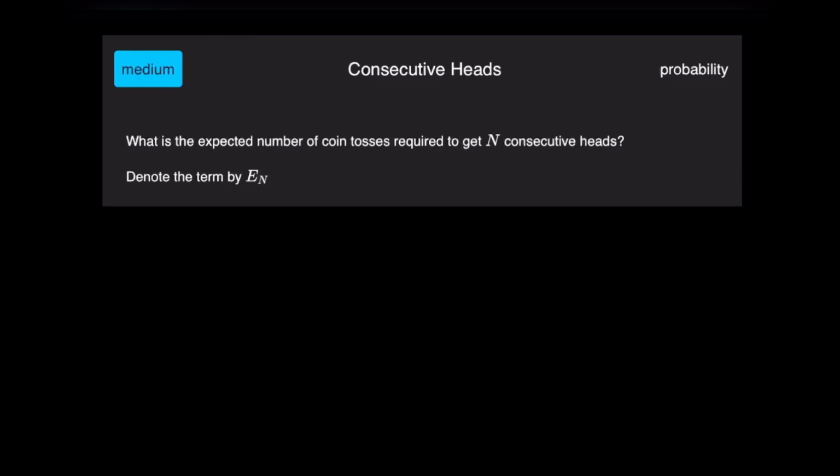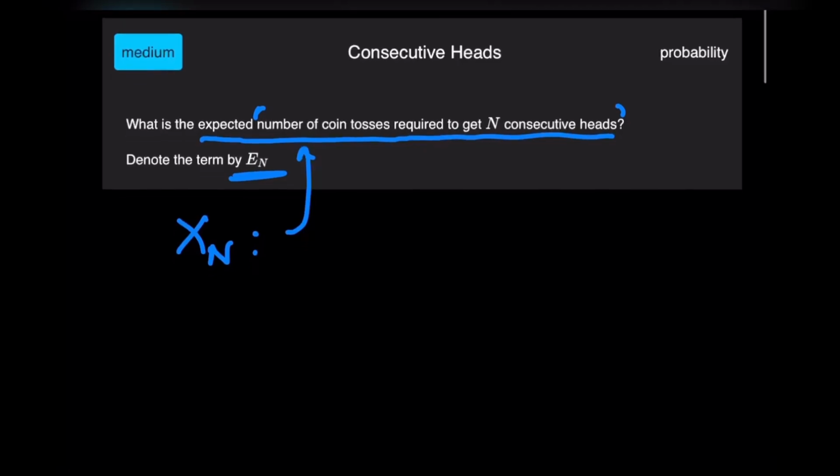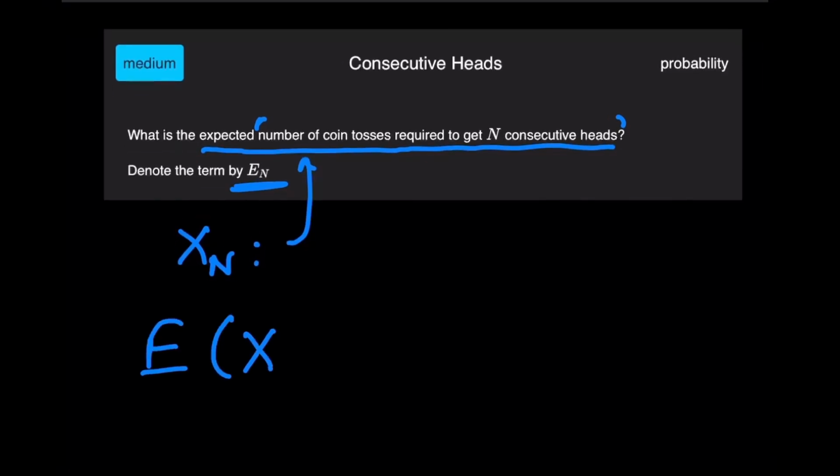So basically what we've been asked is pretty straightforward. We have to calculate the expected number of coin tosses required to get n consecutive heads, and it's denoted by E of n. So first of all, let's create a random variable, say X of n, which denotes the number of coin tosses required to get n consecutive heads. Now, what we've been asked is obviously E of X of n, which is also denoted by E of n in the problem.